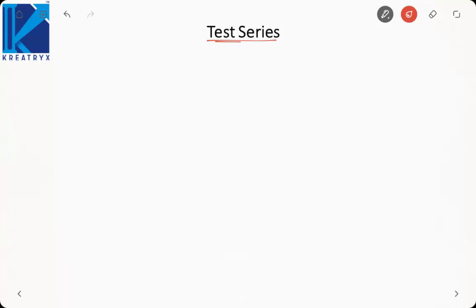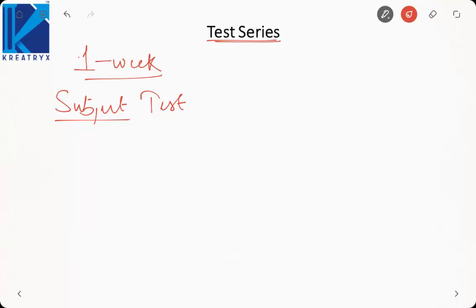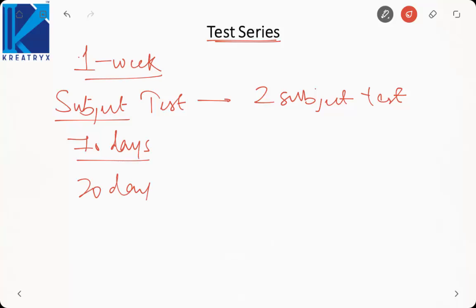Then how to incorporate the test series in your schedule. Now, if you are dedicating almost 1 week for each subject, then try to attempt subject test on completion of any subject. Okay, once the subject revision is completed, you must attempt a subject test. Rather, you can give 2 subject tests per subject once your subject is completed. Then, when you are done in 70 days, your revision is done. In rest of the 20 days, you can attempt 10 to 15 mock tests.